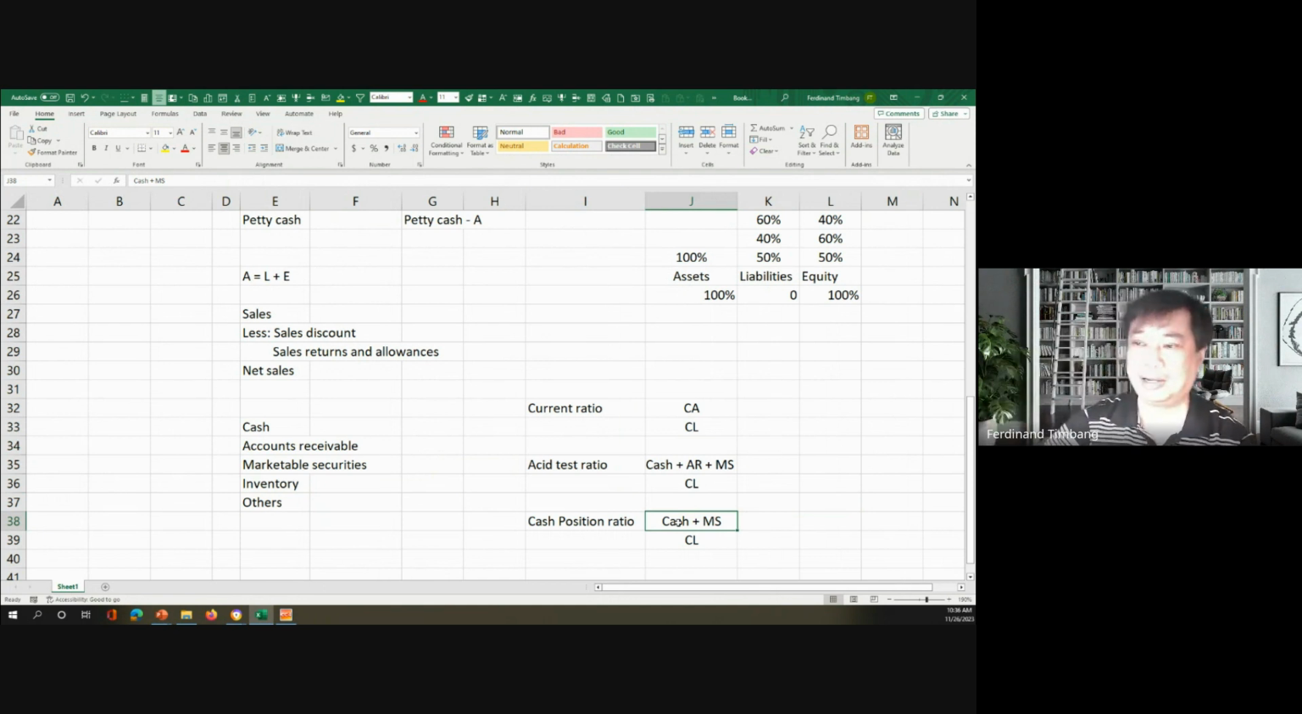Hindi siya katulad ng inventory na nakatenga pa yan. Pero ang marketable securities, this is considered even cash equivalent. It is even considered as cash equivalent. So the reason why they improve current ratio to asset test to cash position ratio.